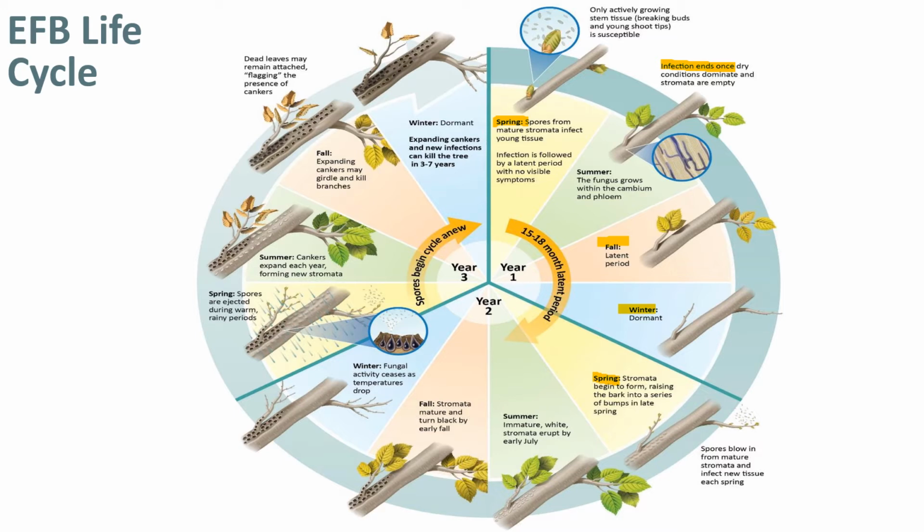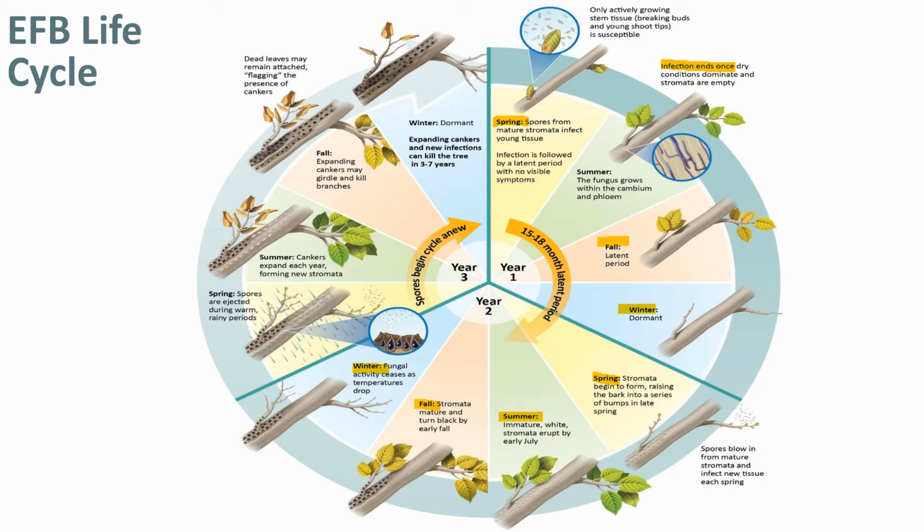And then in summer of that year 2, those stromata, those spore-bearing structures, will start to erupt, probably about early July. They'll initially be white, but by fall they will have matured and turned black. So it takes from spring of one year all the way through to fall of the following year before you see these mature stromata, and those stromata are usually contained within cankers, which will be sunken areas in the bark. By winter of that year, the stromata have these mature spores, but because it's cold, the fungal activity is thought to cease. So then things are kind of frozen or suspended for the winter.